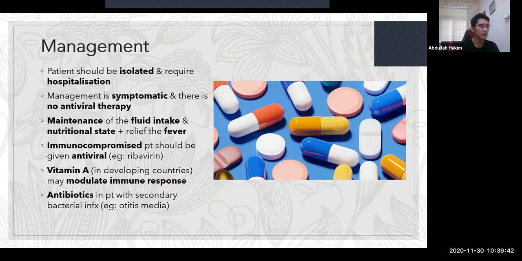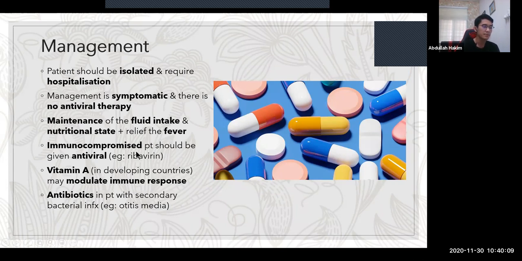So the management for the patient with measles infection. We need to isolate the patient, and they may require hospitalization. The management is usually symptomatic, and there is no antiviral therapy. For symptomatic management, we can maintain the fluid intake and nutritional state, and also give antipyretics to relieve the fever.